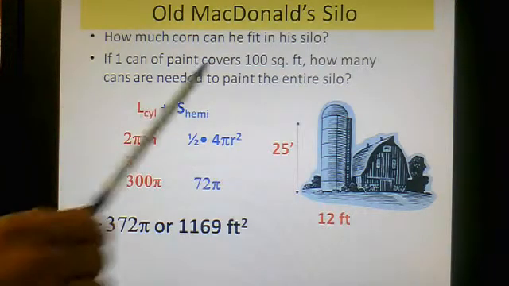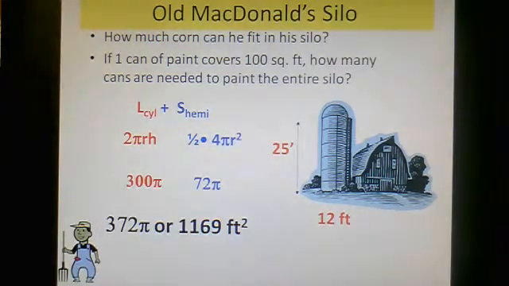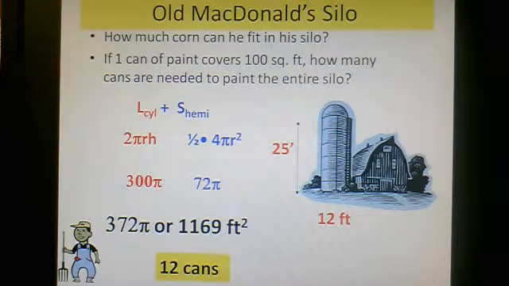Now, if each paint can covers 100 square feet, you divide that by 100, and you'd have to round it up because you don't want to come up just barely short. You want to get the thing covered so you get a little extra paint. So 11.69 cans, or 12 is what you'll probably buy.